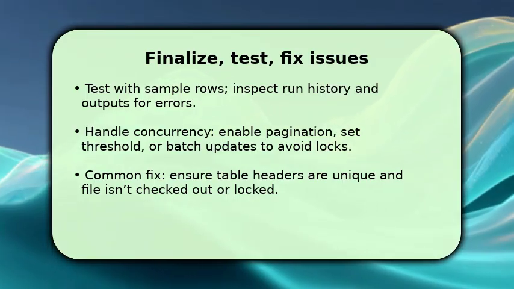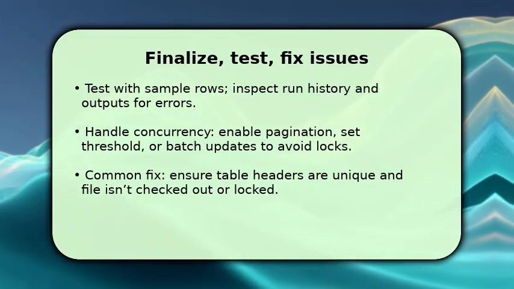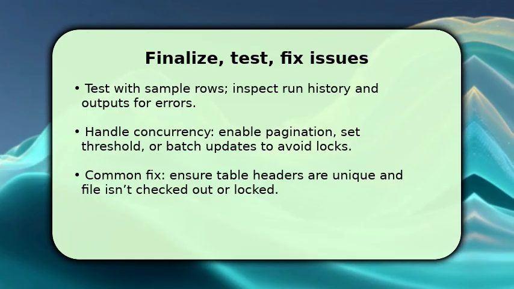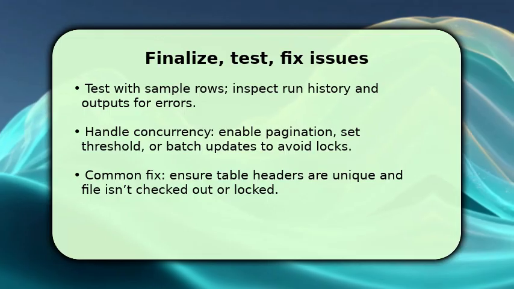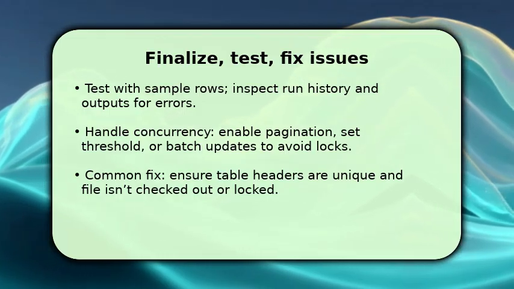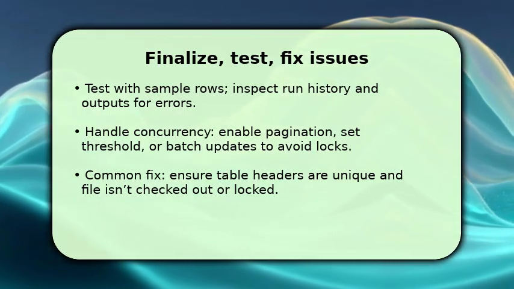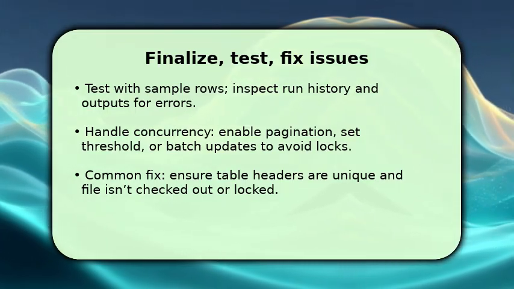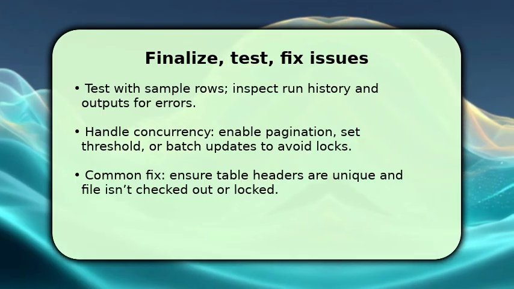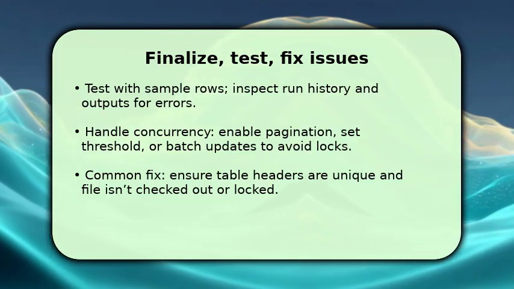If you see empty outputs or timeout errors, enable pagination or adjust top count and add delays to avoid lock conflicts. Make sure the workbook isn't open for editing in the desktop app and that headers are unique so column mapping stays stable. If runs fail, reselect the file and table in the action to refresh schema, and then rerun your tests.